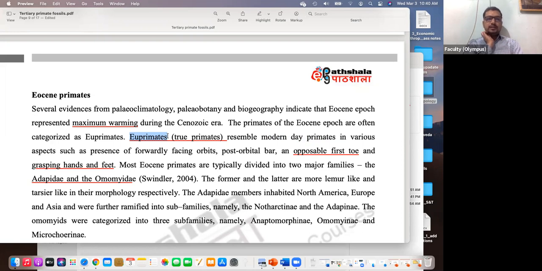So what are the features of euprimates? They have forward-facing orbits. So eye orbits came forward. So stereoscopic vision had begun. So forward-facing orbits, or frontation of eyes, you can use that word if it is simple for you. Frontation of eyes had begun. Or forward-facing orbits.